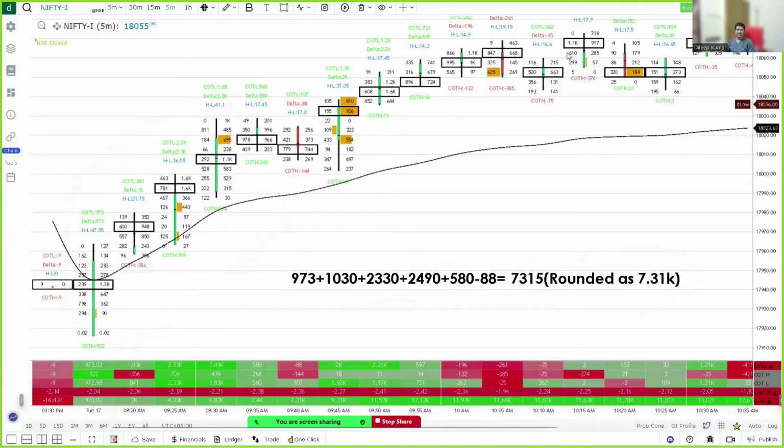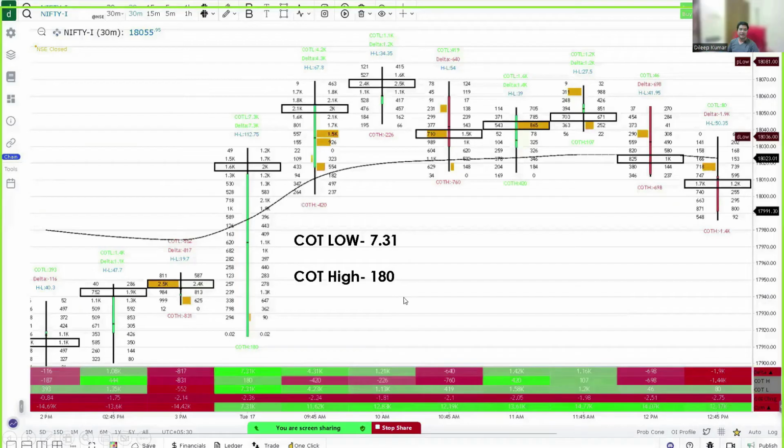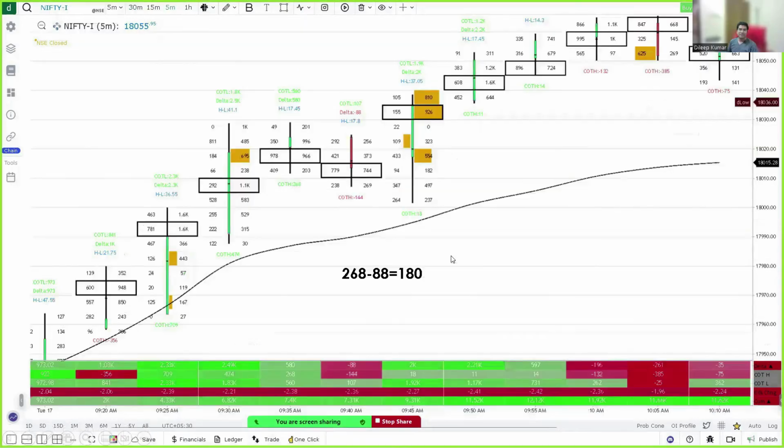So this is the calculation here, and we'll go into cart high. So here the cart high is 180. In the same fashion, we'll come. So this is the highest point in 30 minutes, right? So let's see. Here I have taken 5 minutes. So this is where the highest point is. This high is very little higher than the previous high. So this is the highest point, and this is where the prices have closed.